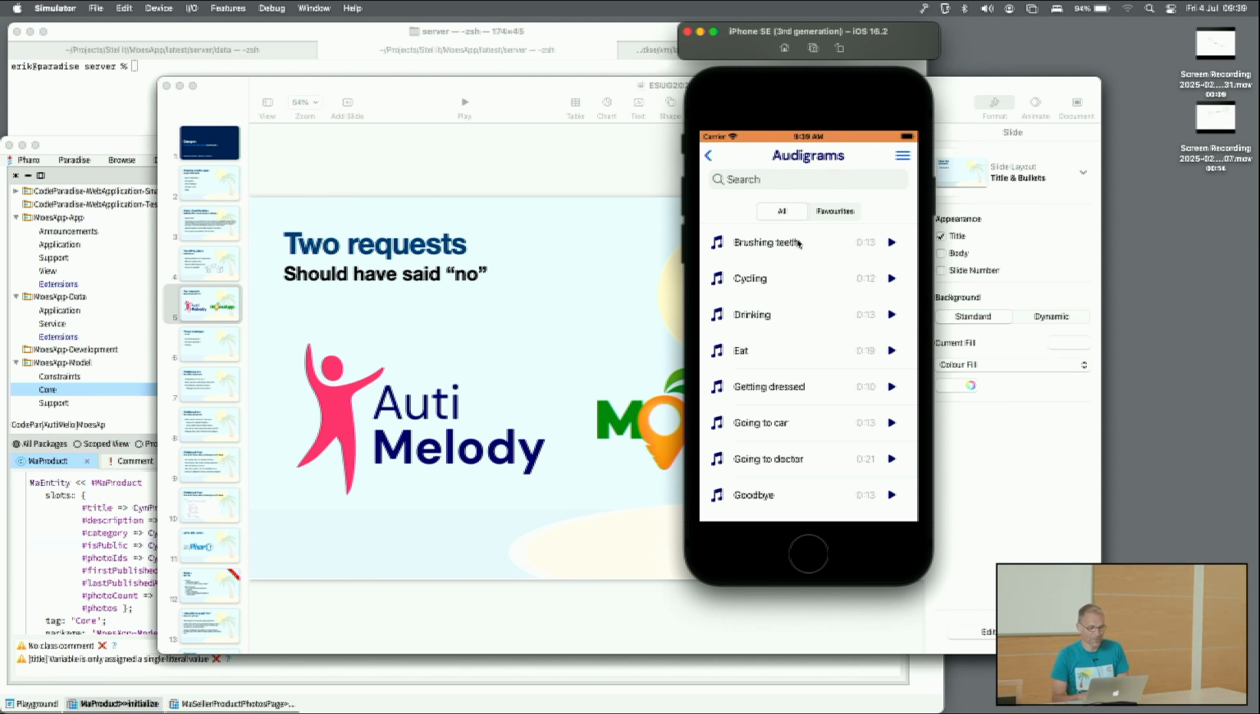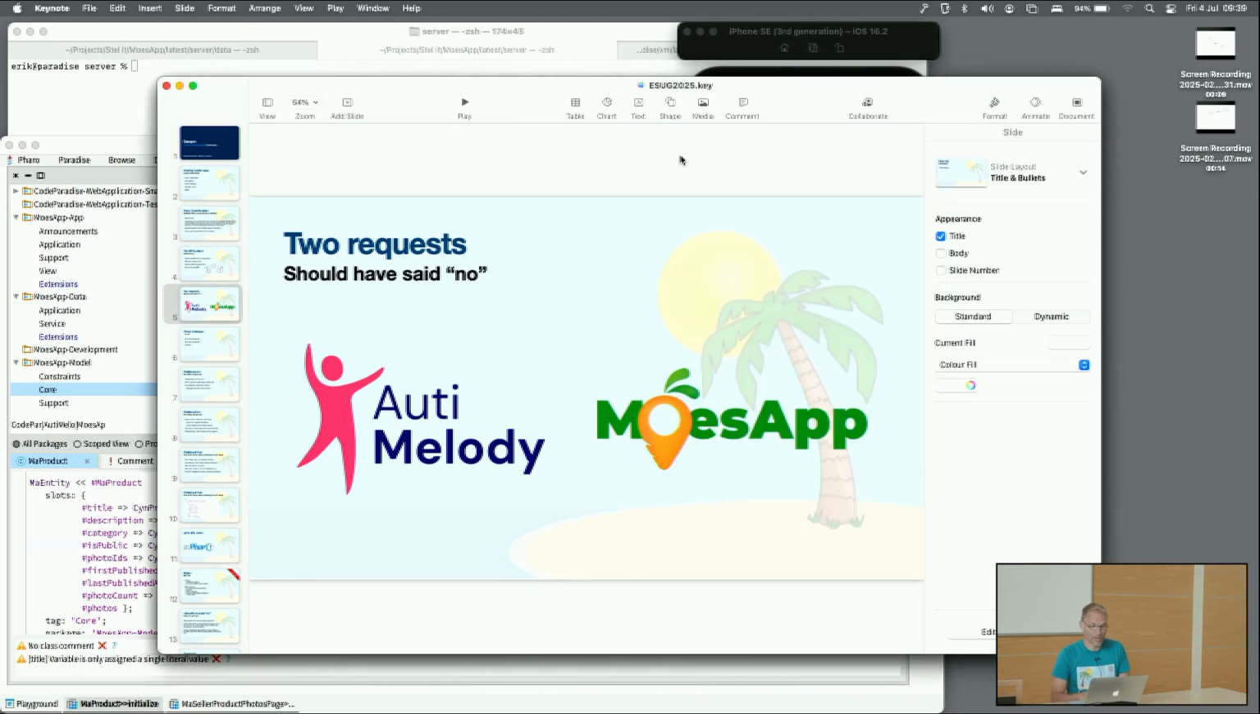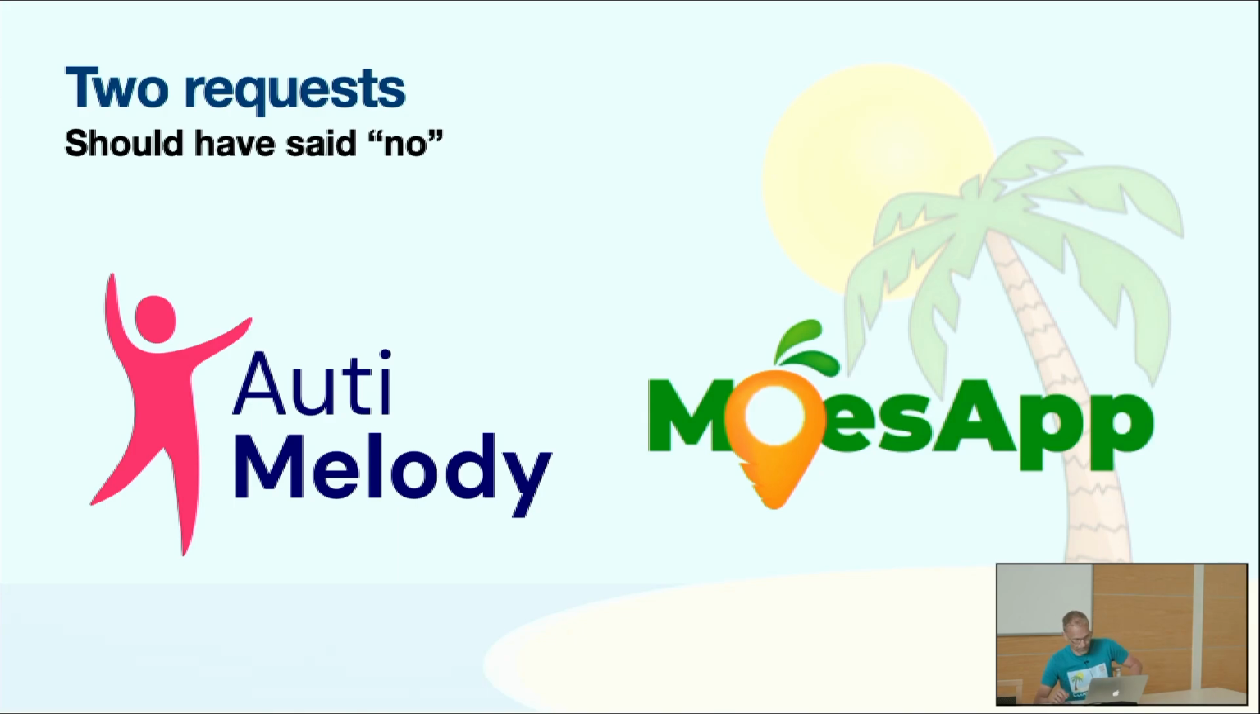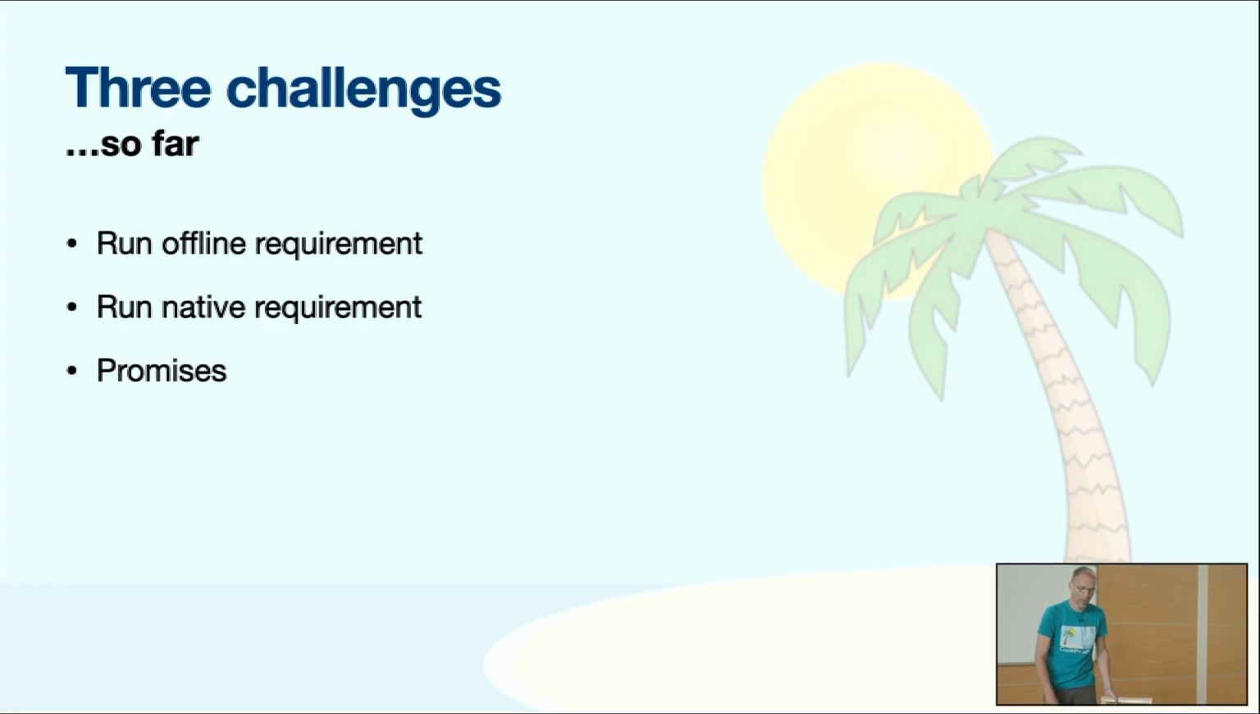in those care homes. So this is one of the applications, and as you can see, it looks like a regular application, but it's a web application actually. It's what's called a progressive web app, which allows it to look like a native app. So that's Audio Melody. I'll come to the Moose app in a minute during a little demo.